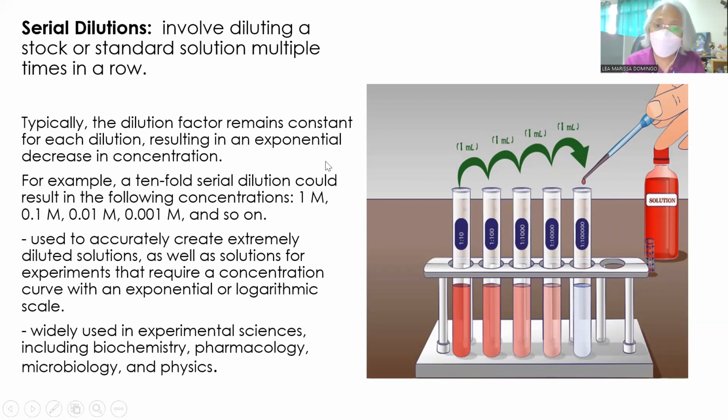There is a dilution factor, which remains constant for each dilution, resulting in an exponential decrease in concentration. Here, we have 1:10, 1:100, 1:1000, 10,000, and 100,000. Notice also the decrease in the color. From here, it is more concentrated until this part, and it is more diluted toward the right. For example, a 10-fold serial dilution could result in the following concentrations: 1 molar, 0.1 molar, 0.01, 0.001, and so on. We can see the powers of 10.